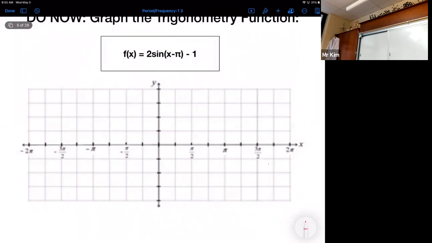What's the first one? Y equals minus sin x plus pi over 2 plus 1. Is it y equals 2 sine x plus pi over 4 plus 1? Oh, really? Nice.